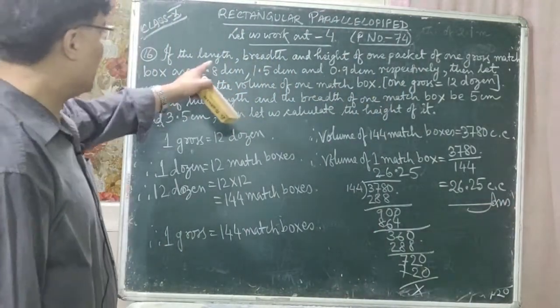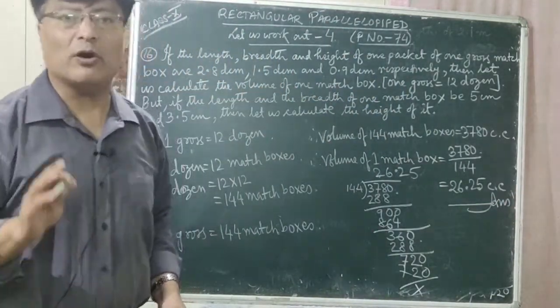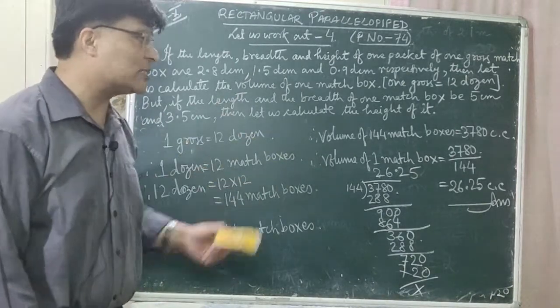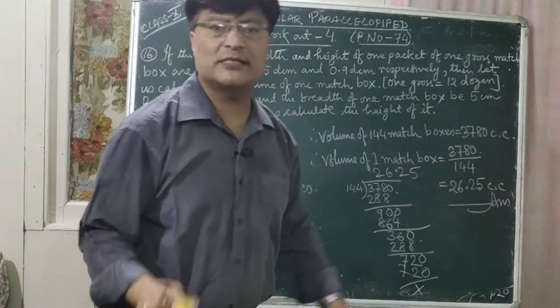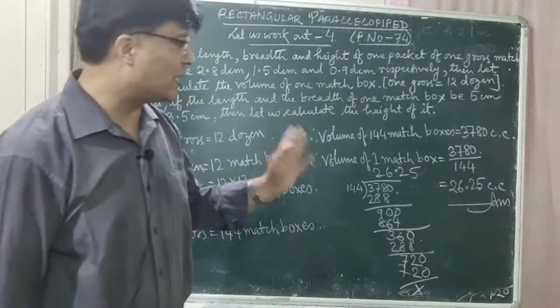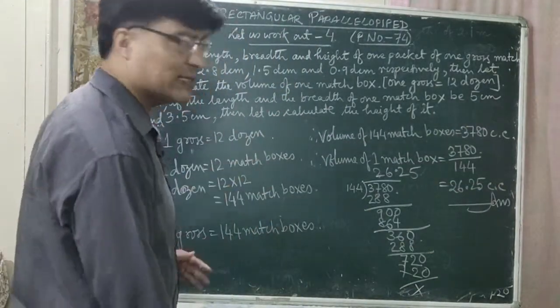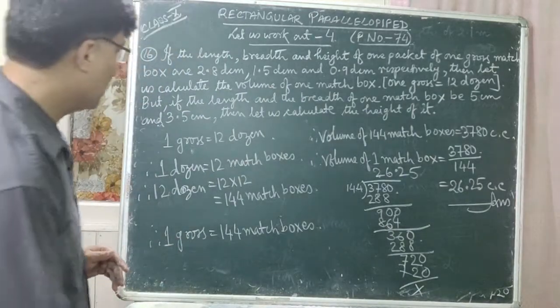That is, you have to calculate the volume of one match box. So what is the volume of one match box? It is 26.25 cc, meaning cubic centimeter. Is that clear to all of you? So this is the answer for the first part. Okay.